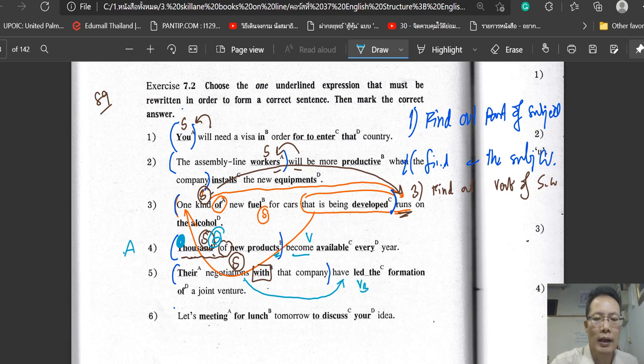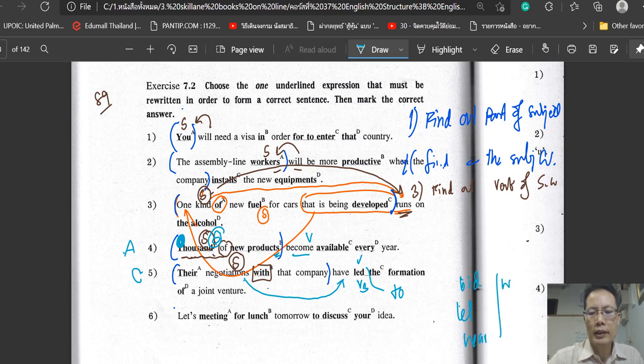Yeah. Lead, led, properly. The formation of a joint venture, their negotiation with that company have led what? Led to. This one is CCAT because lead to what? I don't know, to the destination you have in mind. Let's study let here. Can you remember? Let here.